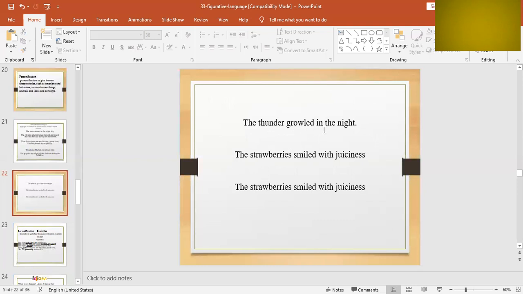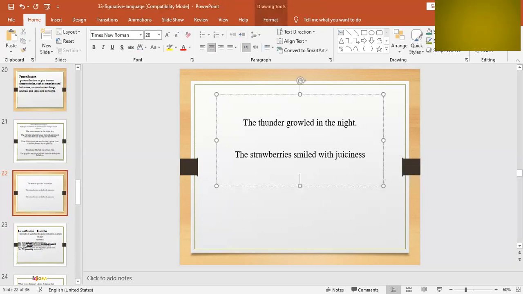The thunder growled in the night. Also, when you say the thunder growled, this is an animal voice. Thunder is not a living thing to growl. Strawberries smiled. Strawberry is a fruit, but it smiled like a human being. The strawberry smiled with juiciness. So this is what we mean by personification.